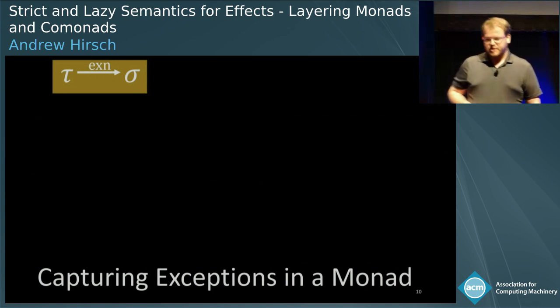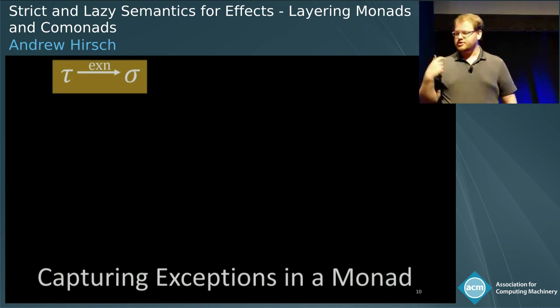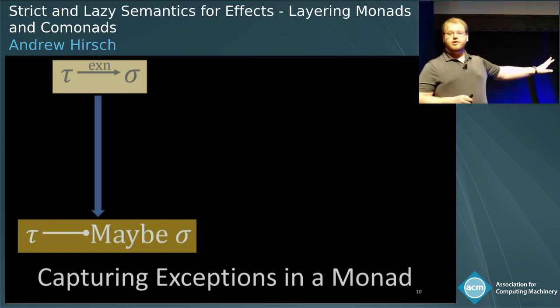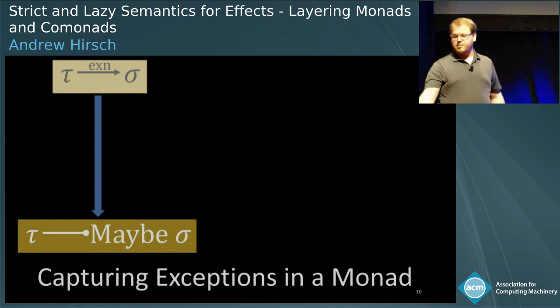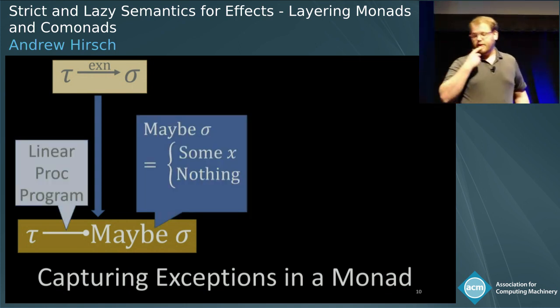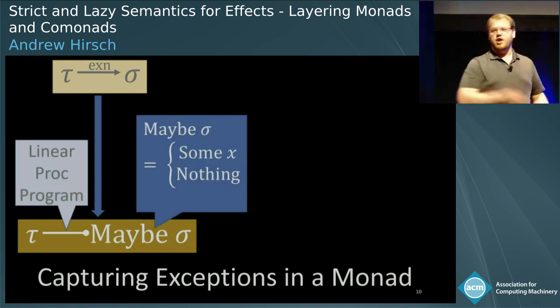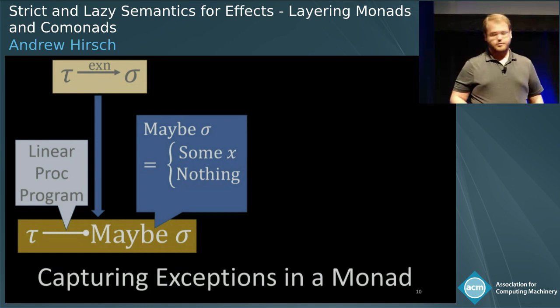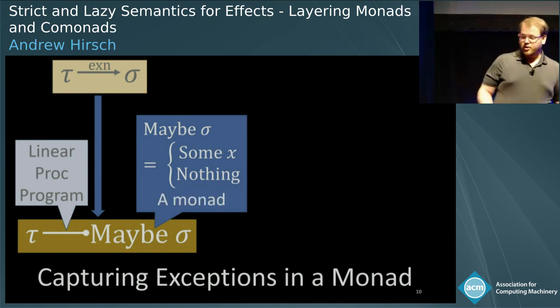So let's think about how we can embed some of these programs, these effectful programs, in our pure language. With exceptions, this is very well known. We simply modify the program into a linear program that now returns a result, but that result is maybe. And maybe, as I'm sure all of you know, is either some value, representing a successful run of the program, or nothing, representing the fact that an exception was thrown. And this is well known to be a monad.